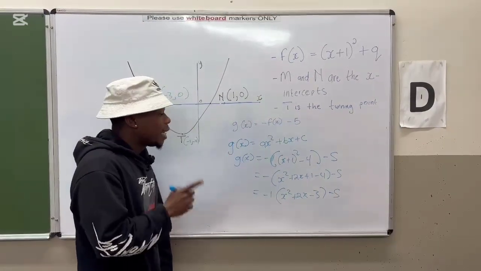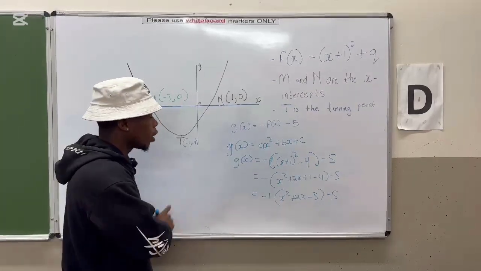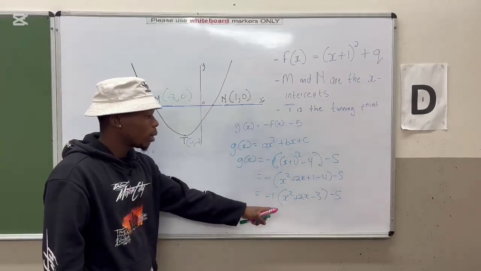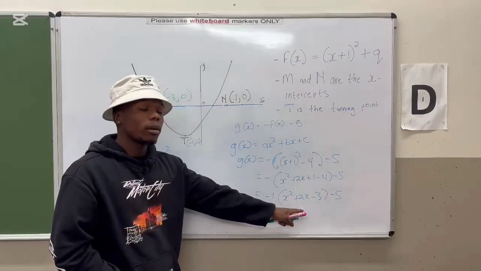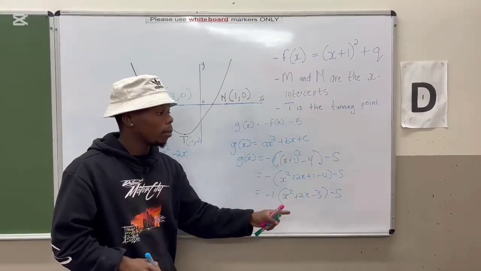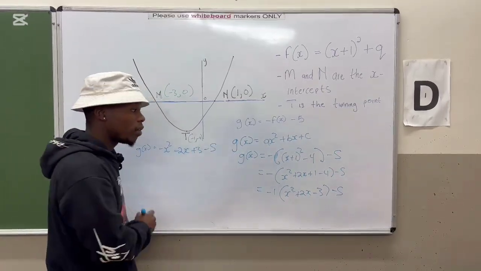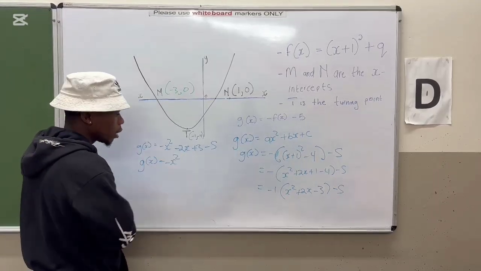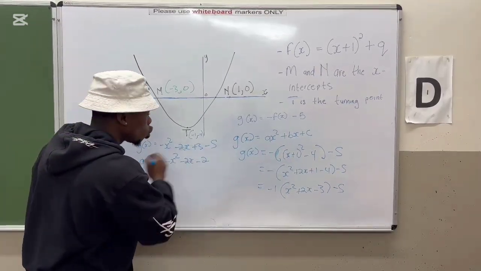And then I need to multiply everything inside the bracket by minus 1. It means I'm going to have g of x equal to what? Negative 1 multiplied by positive x squared is minus x squared. Negative 1 multiplied by positive 2x is minus 2x. Negative 1 multiplied by minus 3 is positive 3. And I still have minus 5. In other words, g of x is given by minus x squared minus 2x. What is 3 minus 5? It is minus 2.